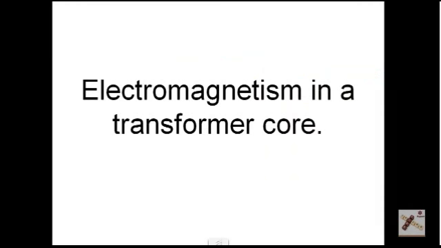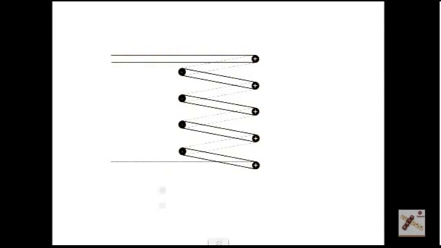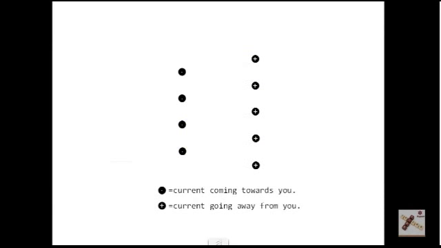So if we look at what goes on in a transformer core, we start with our coil of wire. We now take a cross section through the coil and only consider the wires going into and out of the screen. By convention, we represent objects going into and out of the page using dots and crosses. Imagine an arrow being fired from a bow. If you can see the cross of the feathers of the arrow, it's travelling away from you. If you can see the point of the arrow, it's heading towards you.